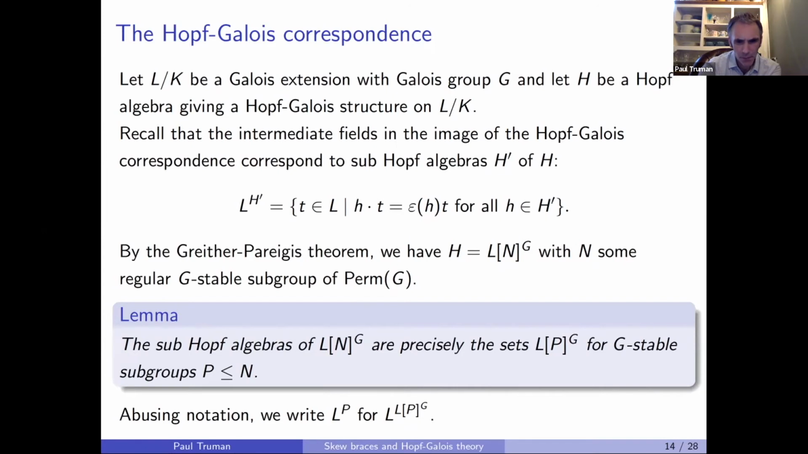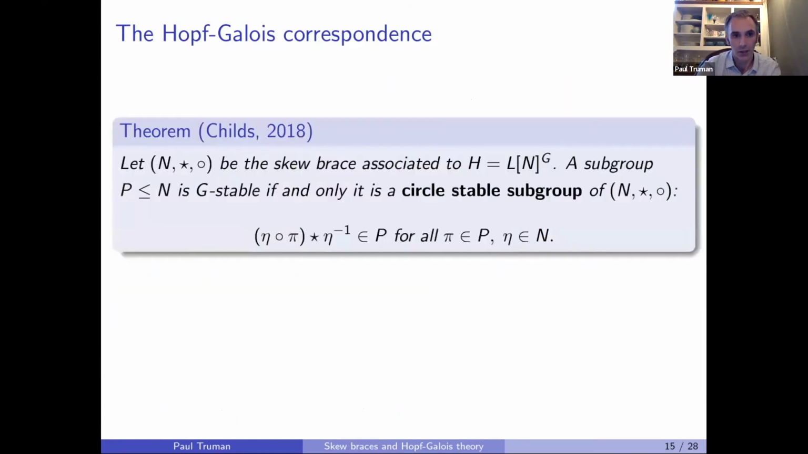And there's a pretty egregious abuse of notation here. I'm going to write L superscript P instead of L[P] fixed by G, and this is very dangerous because the group P is not acting directly. It's really tempting to think this is just like Galois theory, but I don't strictly mean L fixed by P, but the other notation's a bit cumbersome. So in the Greither-Pareigis context, this is how the sub-Hopf algebras show up, and therefore this is how the interesting intermediate fields are going to show up.